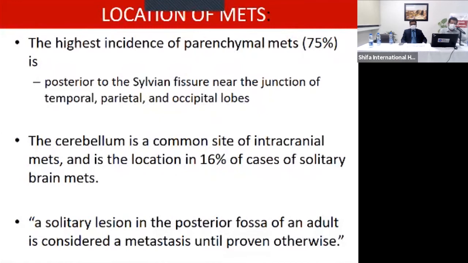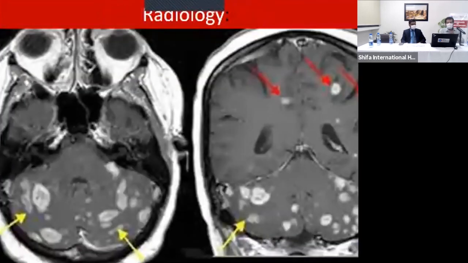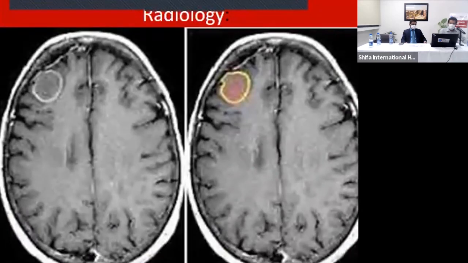The cerebellum is a common site of intracranial METs, and is the location in 16% of the cases. A solitary lesion in the posterior fossa of an adult is considered a metastasis until proven otherwise. So here you can see an MRI of the posterior fossa metastasis. Also, there are multiple supratentorial metastases. A solitary metastatic lesion.